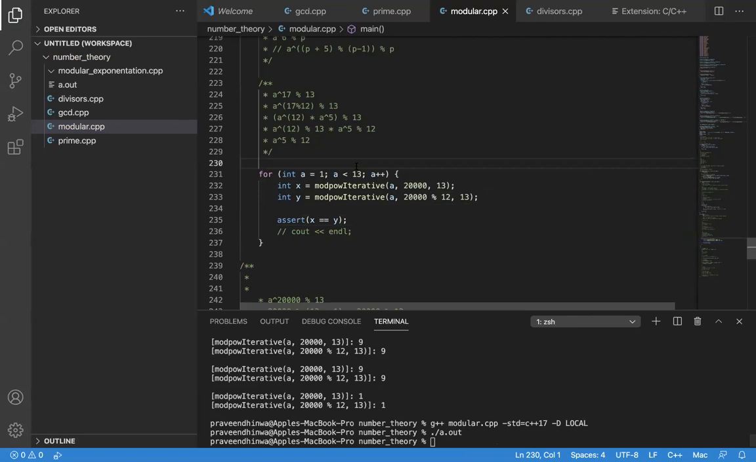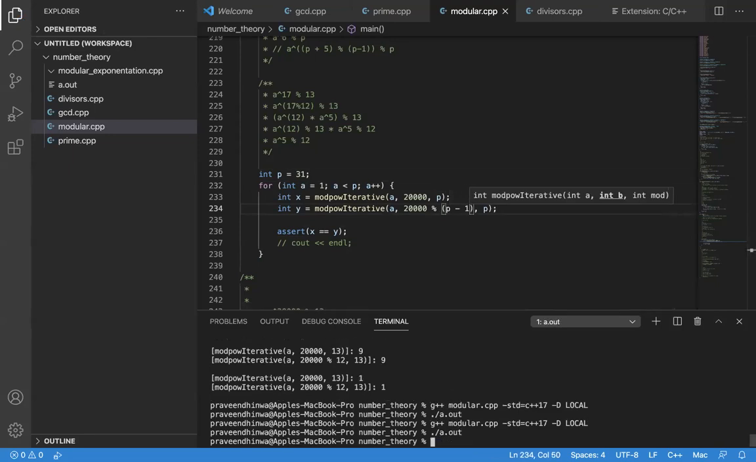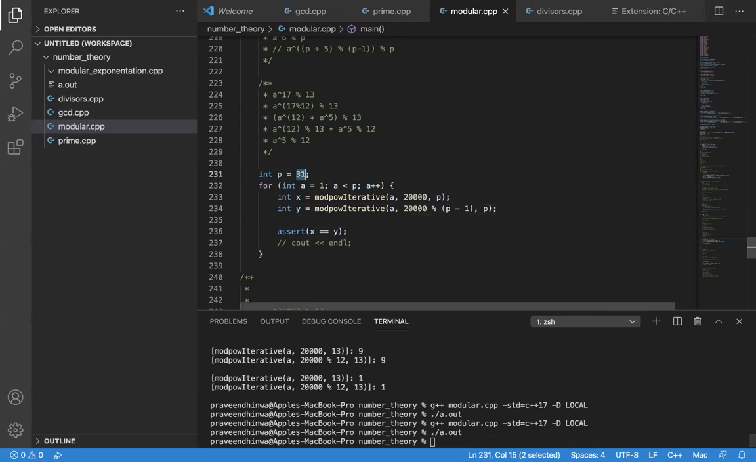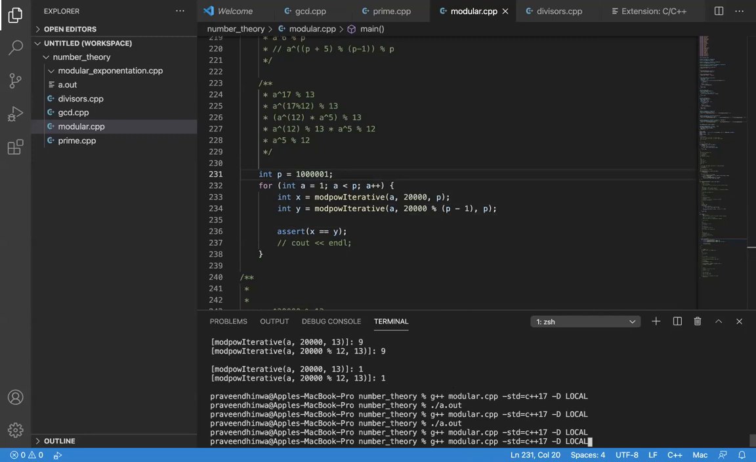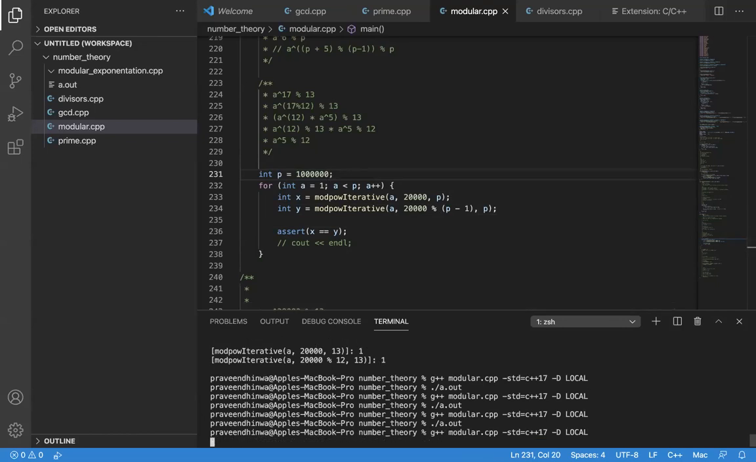So this is true for any prime. Int p, let's say it be 31. It will be true for any prime p. So this would be p, this would be p, and this would be p minus 1. Whatever prime you take, this is always going to be true. I'm not sure whether this is a prime, but if it is, this will be true. But it may not be true for a non-prime, so let's try for a non-prime and see whether it fails.